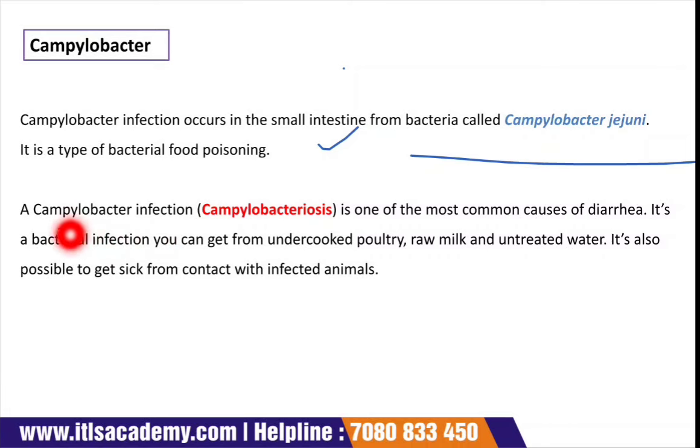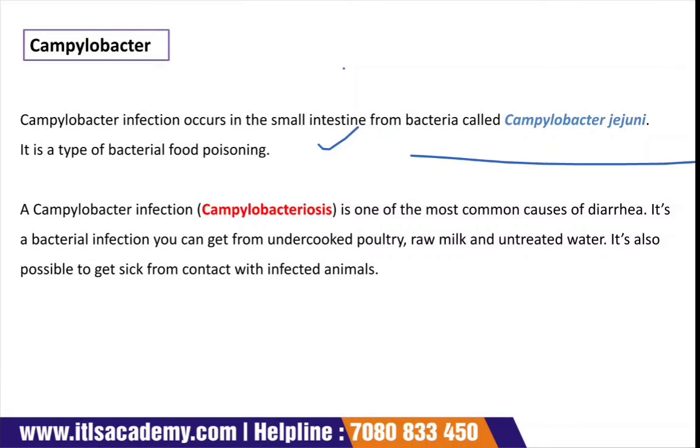Now coming to the next, the infection that is caused by Campylobacter is known as campylobacteriosis, and it is one of the most common causes of diarrhea. So if a person is having diarrhea, that is because of Campylobacter jejuni. It is a bacterial infection, and you can get it from undercooked poultry, raw milk, or untreated water. It is also possible to get sick from contact with an infected animal.